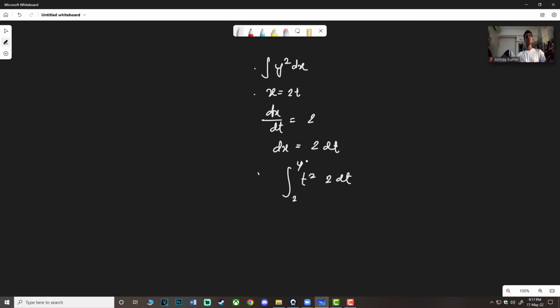But the question will not always tell you the limits in terms of t. Sometimes the limit will be given in terms of x, and then we have to convert the limits to t. And we will do this type of math very shortly. So now this is a form that we can integrate very easily, and the answer turns out to be 1984.